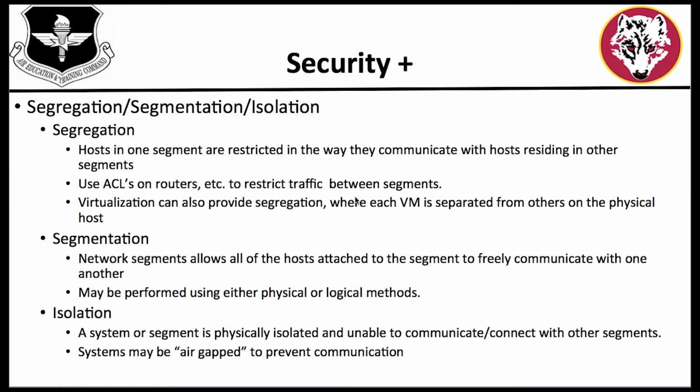The final term is isolation. Isolation describes a situation where a system or network is physically separated or air-gapped from the other hosts or network. This means that it is unable to communicate and is generally protected from anything that would affect the main network.